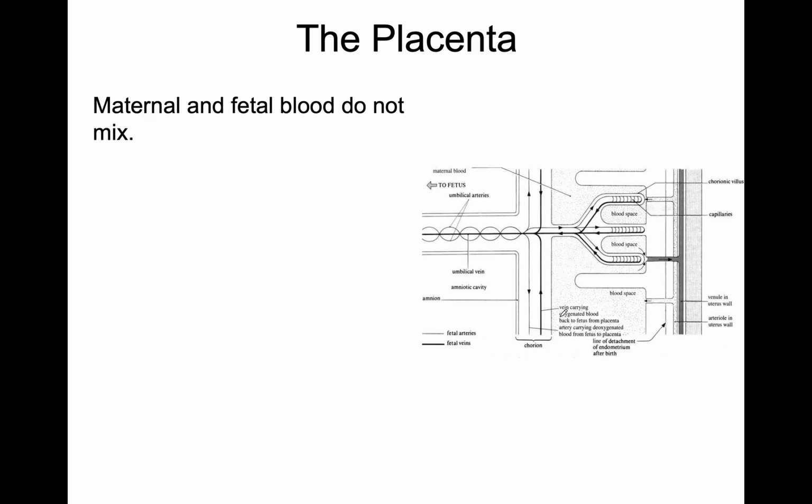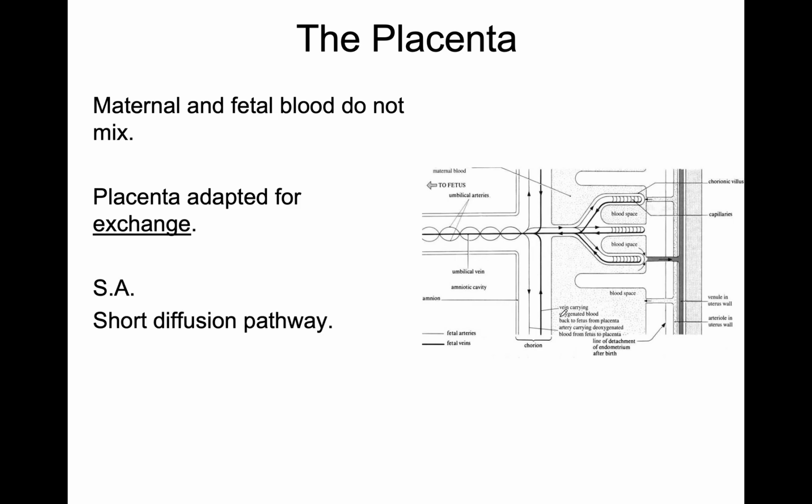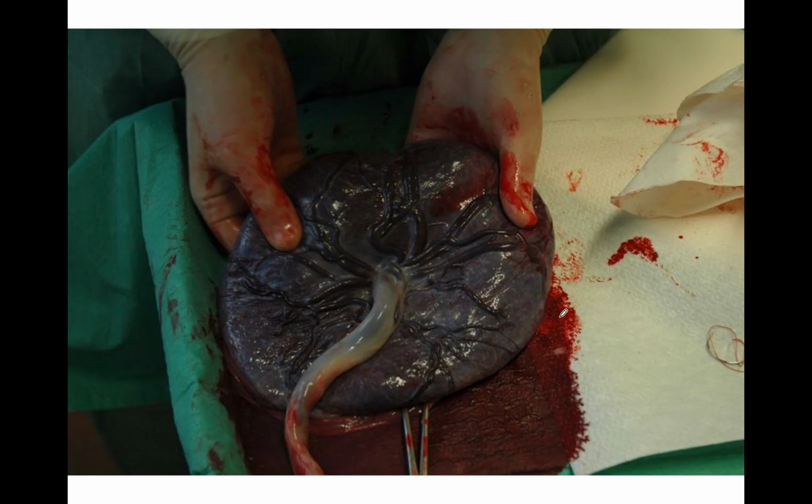It's important to remember that maternal and fetal blood do not mix, so the placenta is adapted for exchange. It's got a large surface area, short distance of diffusion. There is a gradient for exchange, or there may be active transport. And here is a diagram. Here is an image of a placenta shortly after birth.